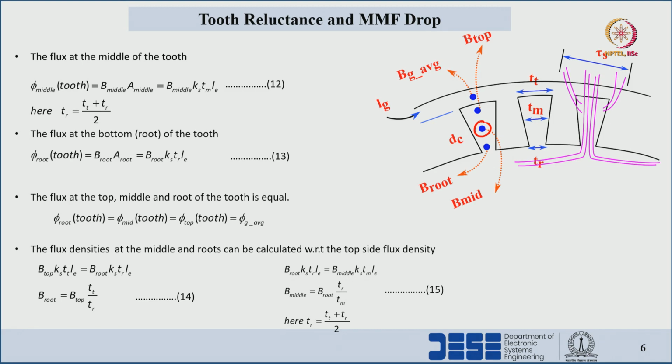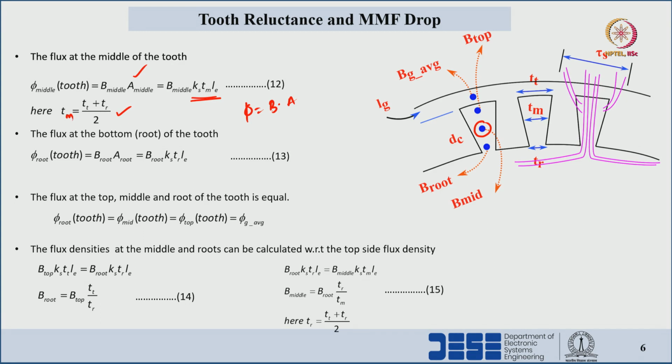Flux at the middle point of the tooth we can also calculate based upon the equation flux equals B into A. The area of the tooth at the middle is equal to Tm into Ks into Le. Tm is the width of the stator tooth at the middle portion of the tooth. Tm is equal to Tt plus Tr by 2.